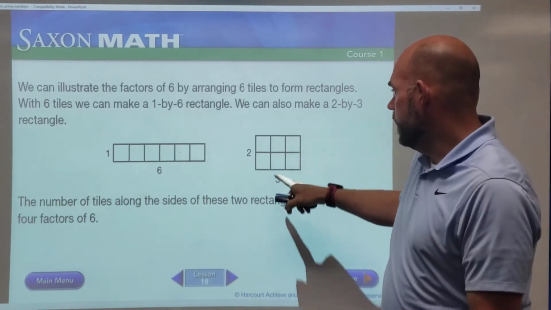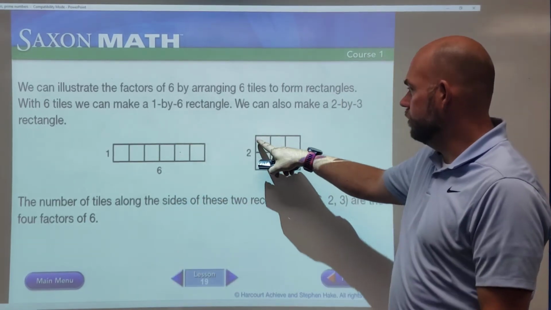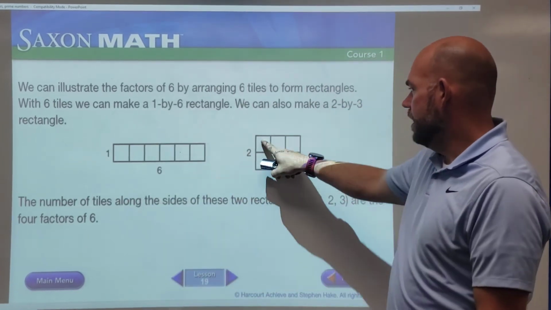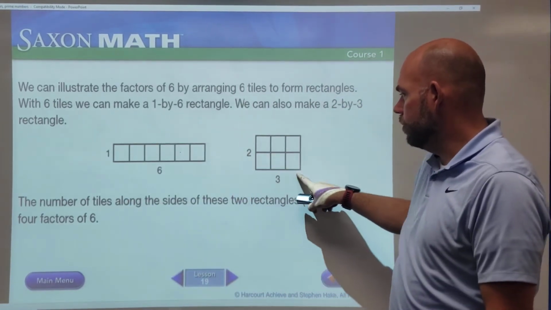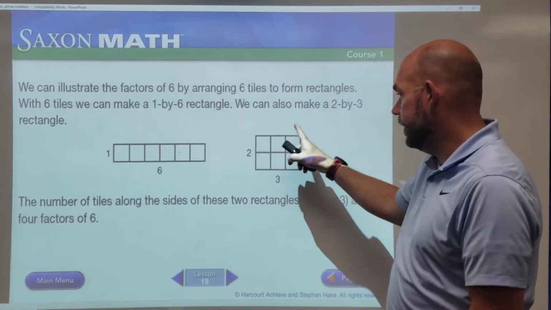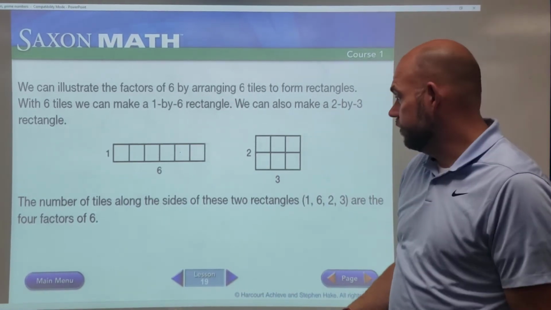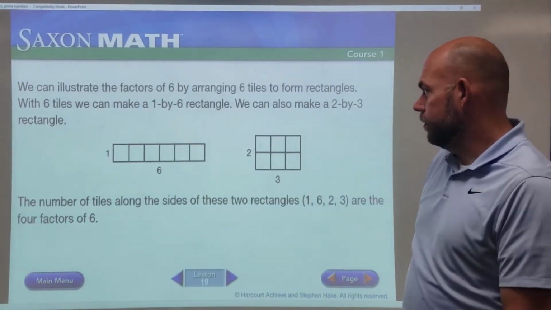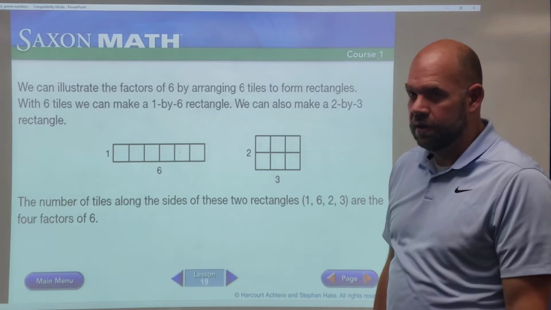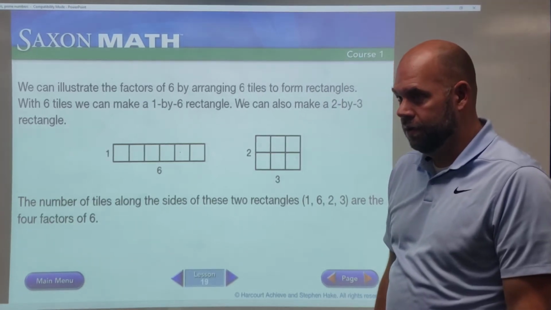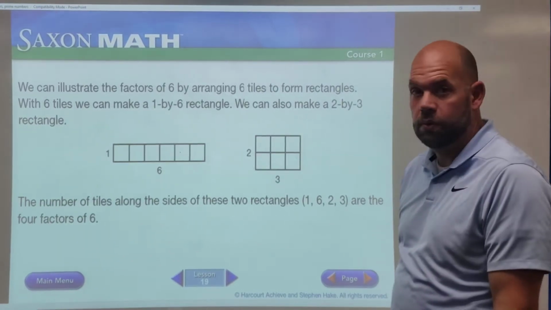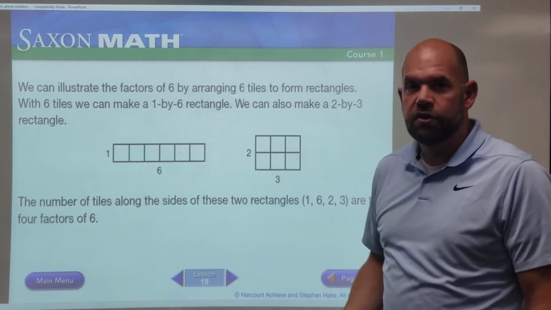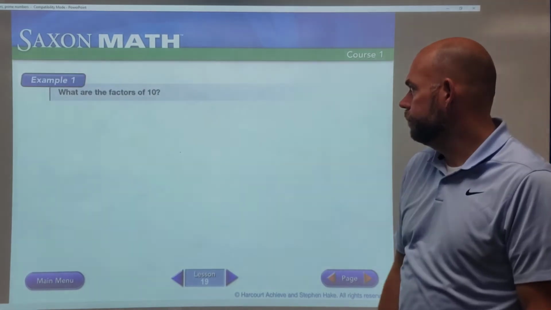And 1 times 6 is 6. Here we can take those same 6 tiles and do them in rows of 2. So we can take half of this and stack it. And then we get 2 rows and 3 columns, and that also works because it's still a rectangle. So we know that all the factors of 6 are 2, 3, 1, and 6. Now if we tried 4 times something, 4 times 1.5 would be 6. Well, 1.5 wouldn't work into a rectangle. You can't just do a half a box there. So that's why these are the numbers that work.